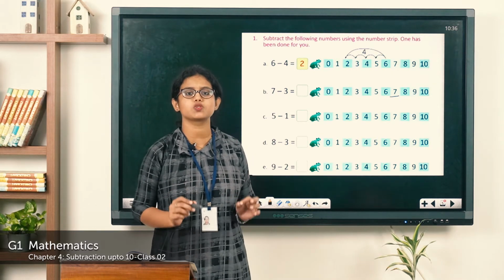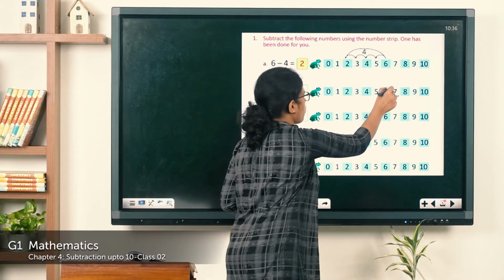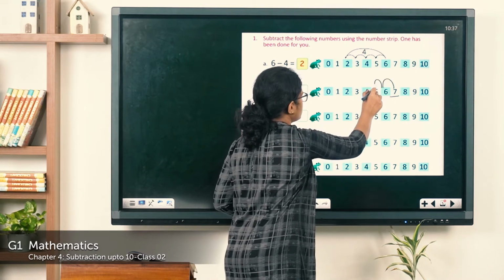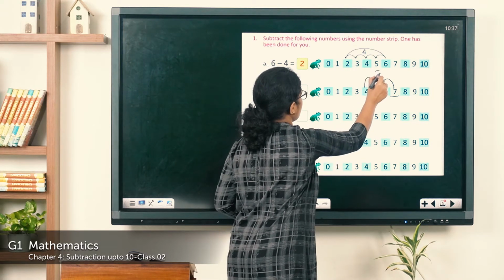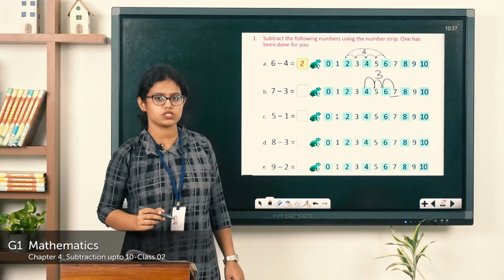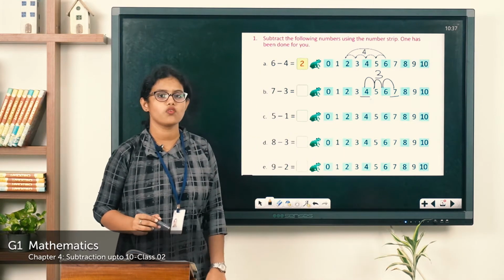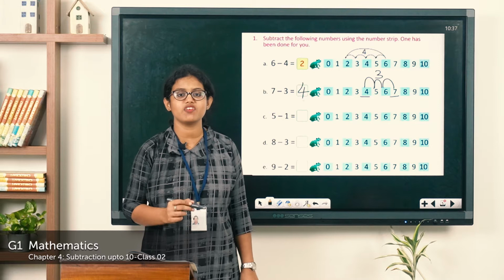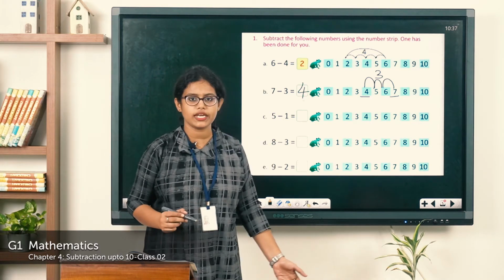So how many steps do we need to move backward? We need to move 3. So 1, 2, 3. So we moved 3 steps. And we reached at which number? Number 4. So what is the answer? 7 minus 3 equal 4. So likewise, let's do the next one.